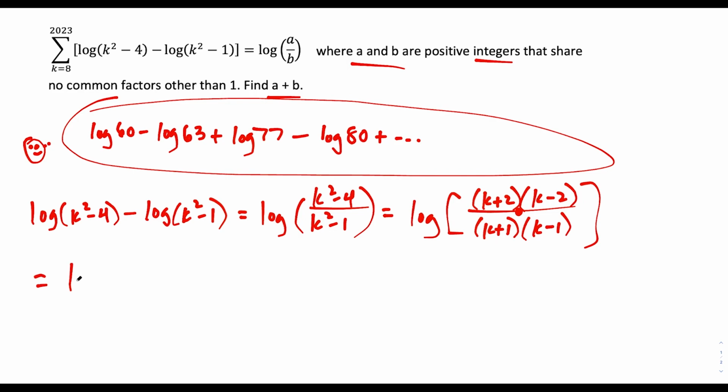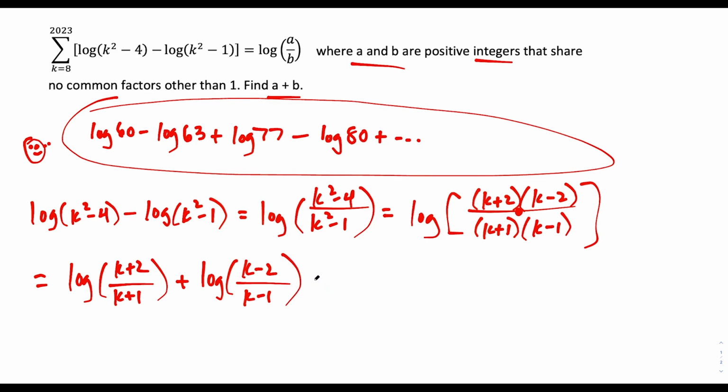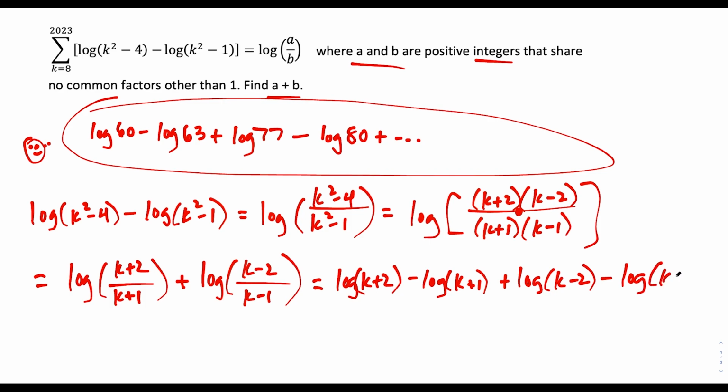Then I could break this into log of k plus 2 over k plus 1, plus, because I'm using the multiplication property of logs, log of k minus 2 over k minus 1. So now we're on to something here. We could write this as log of k plus 2, and then we're using the division property, minus log of k plus 1, and then plus log of k minus 2, and we're subtracting log of k minus 1. So now this is something that we could definitely work with.